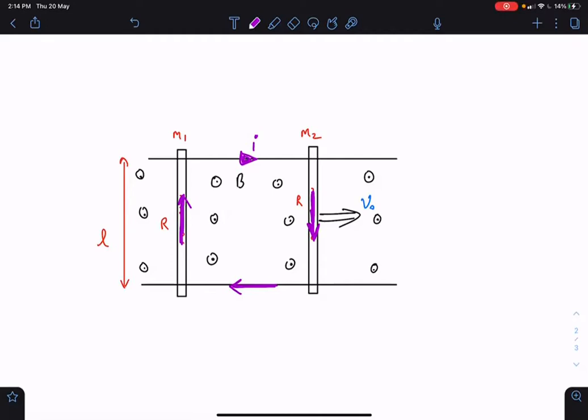Okay. They both are going to gain. Just once again.